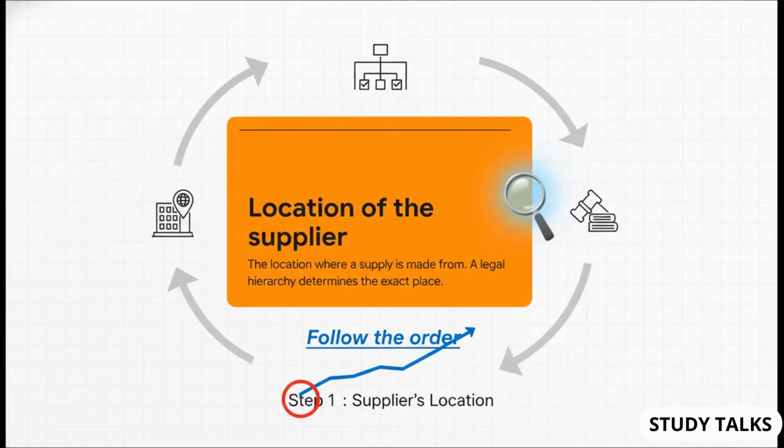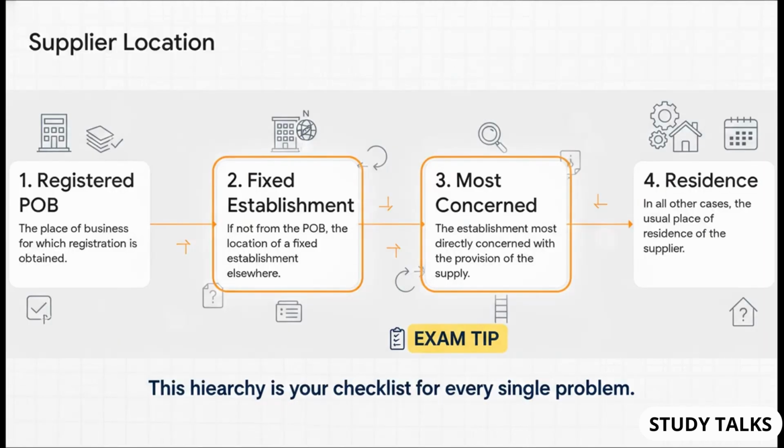First up, the location of the supplier. Now, you might think, oh, that's easy. It's just where their office is. But nope. The GST law is super specific about this. It gives us a clear step-by-step hierarchy, and you have to follow it in order. So here's how it works. You always start at the top.